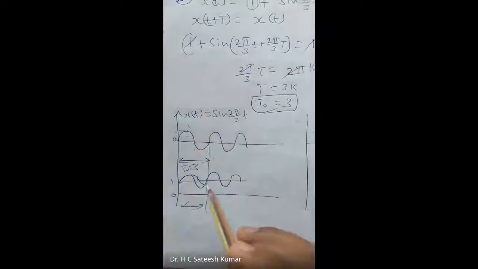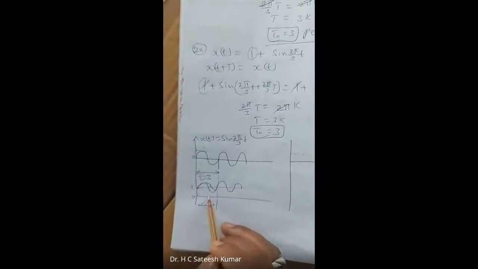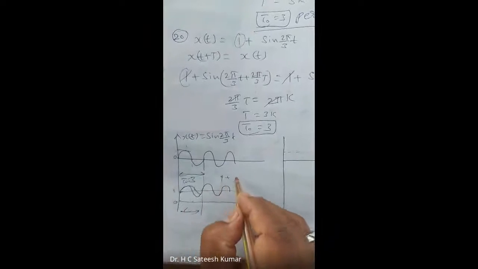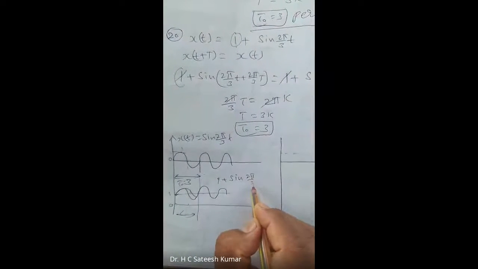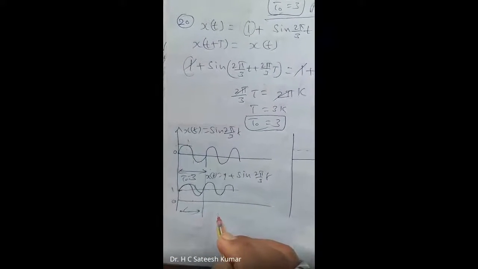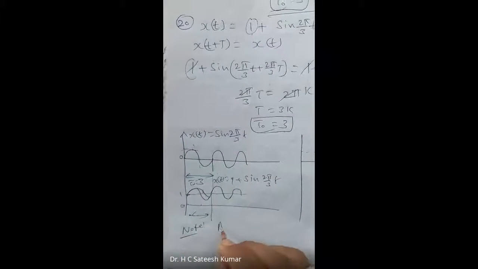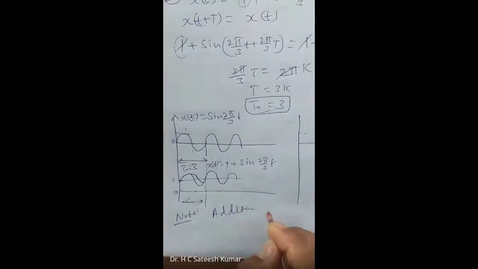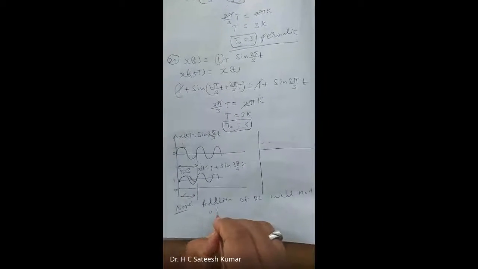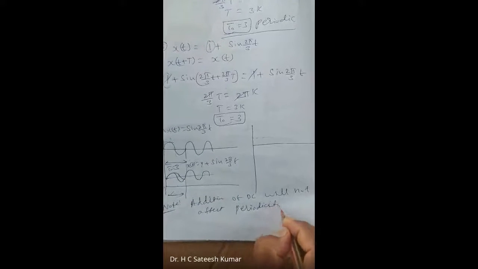Clamping is nothing but adding a DC to your AC signal. Now I am adding a DC and it does not affect the periodicity. Earlier also, sine 2 pi t was the same thing. Here, this is 1 plus sine of 2 pi by 3t. This is your x of t. The period remains the same. So addition of DC will not affect the periodicity of the signal. Note, we can write it: addition of DC will not affect the periodicity of the signal.